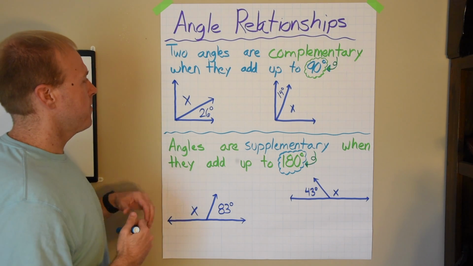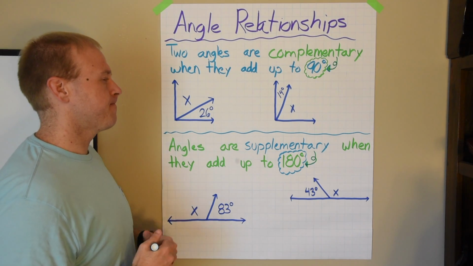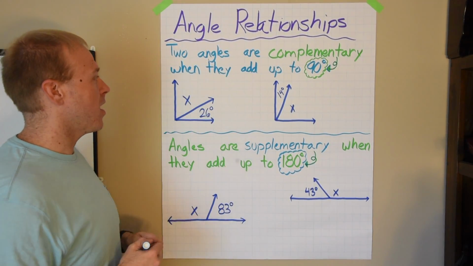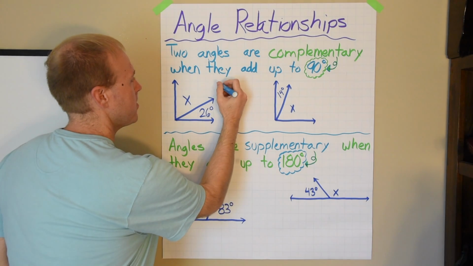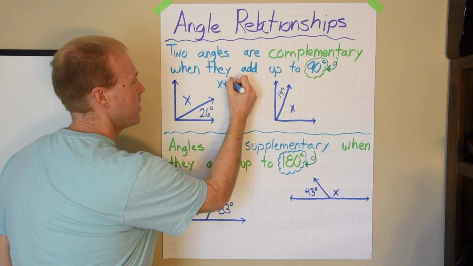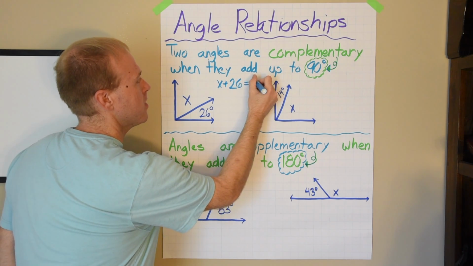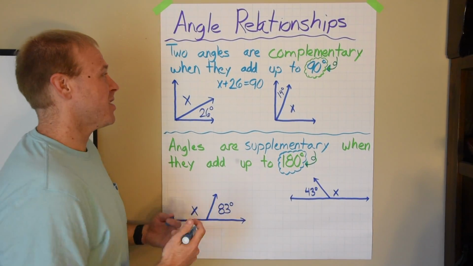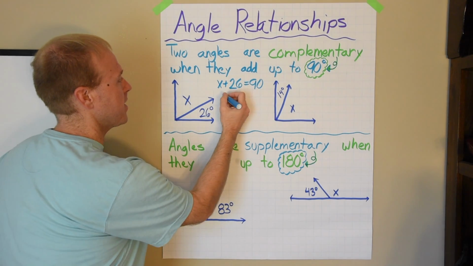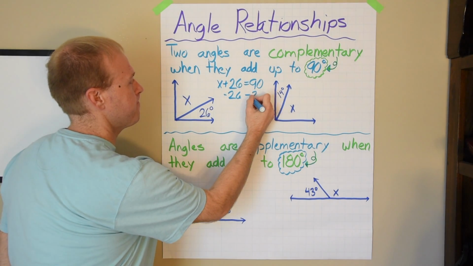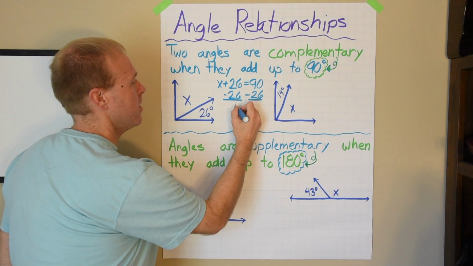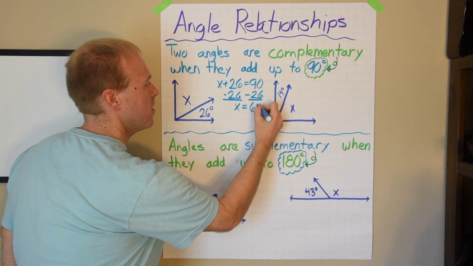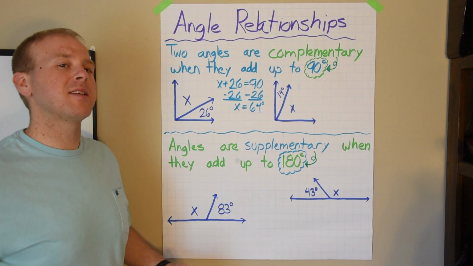So let's look at this first one right here. I have x and 26. So I know that something plus 26 has to be 90 because these two things are complementary. So how I'm going to set this up is I'm going to do x plus 26 equals 90 because they're complementary. So now we just have a one-step equation. So we're going to solve this. Remember, we do the opposite of plus 26. So we minus 26 from both sides. And I have x equals, do a little math, and we see that this is 64 degrees. So x has to be 64 degrees.